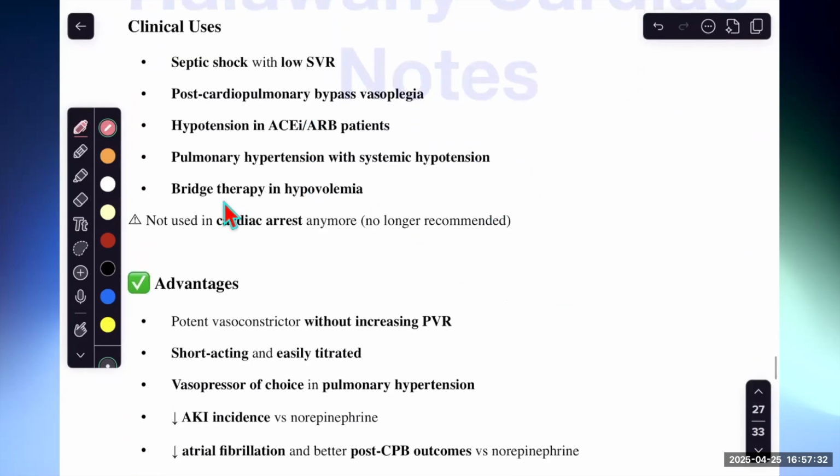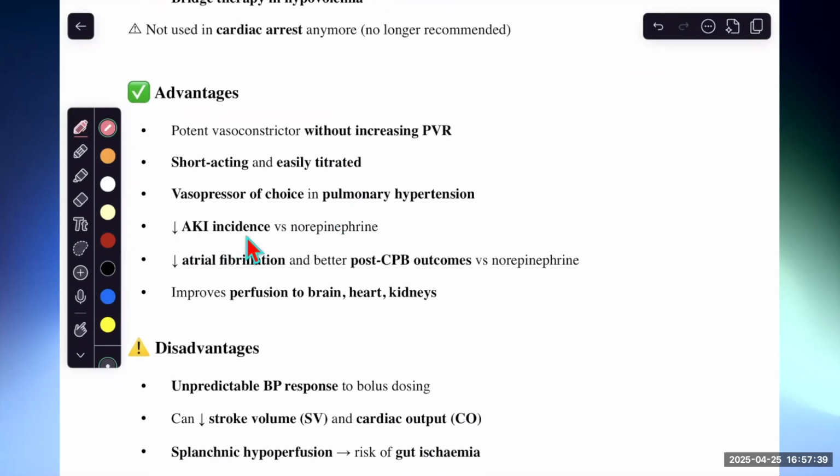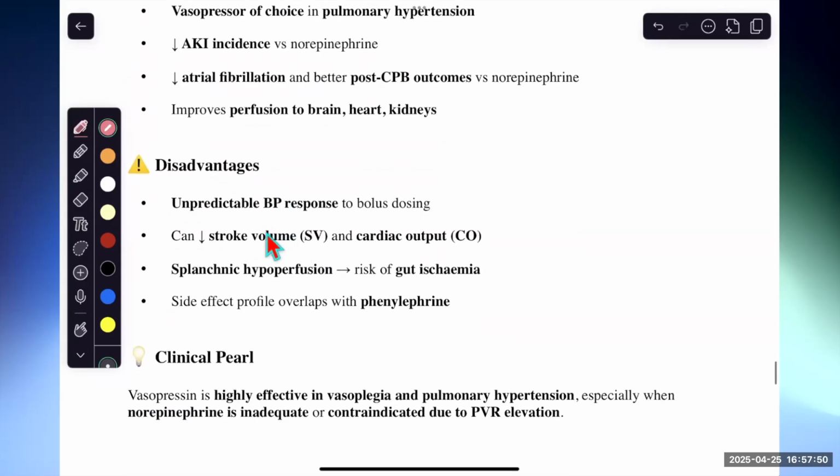Clinical uses, the same way I just said. Advantage: no increase in the PVR, easily titrated. Decreases the incidence of AKI. A lot, but if you go online and search for comparison between noradrenaline and vasopressin, there is a massive amount of research comparing both, but don't bother yourself.